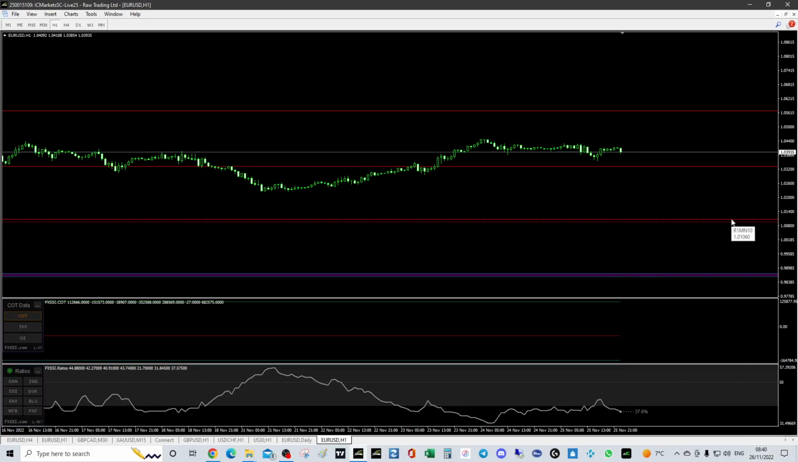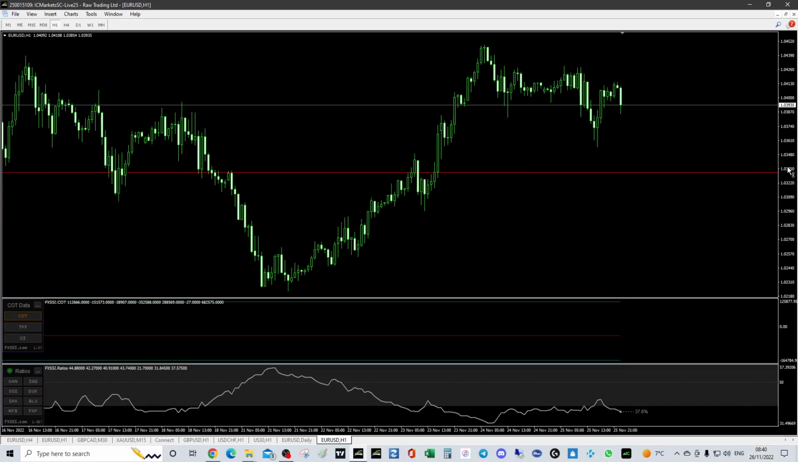We've got NFP next week, and we've got the Fed minutes. So do be aware of that. We could see an angry USD potentially. So bear in mind that the big picture is that this is a buy.